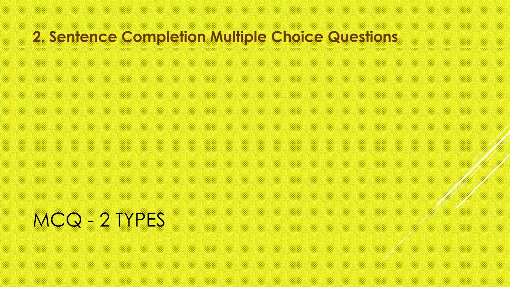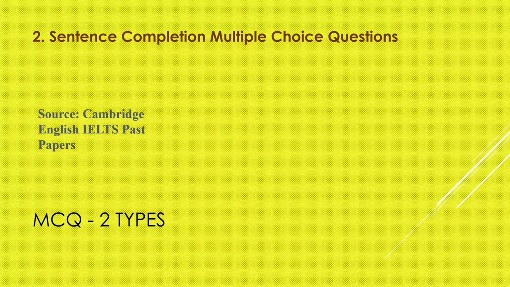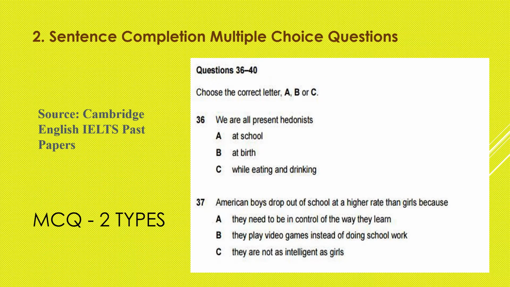The second type of multiple choice questions are sentence completion questions. You will be given a sentence stem and you will have to complete it with one of a number of options. Some multiple choice questions require you to choose more than one answer from a variety of options. You may be asked to choose 2 answers from 5 options or 4 answers from 7 options. Approach these in the same way you would a single answer question.